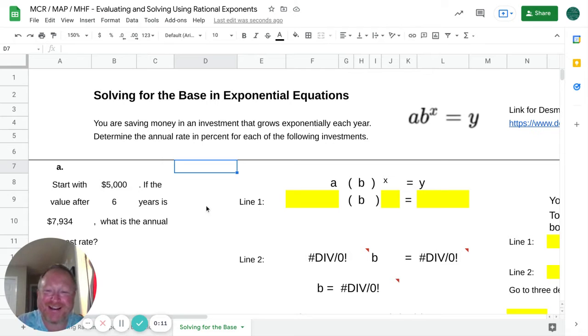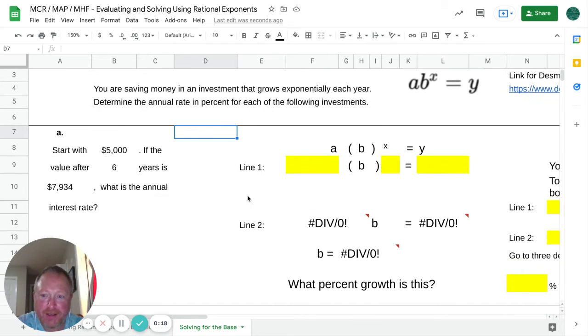Anyway, here's a screencast for solving for the base in an exponential equation with a fairly simple real life context. We're going to assume that you're saving some money. Say you started with $5,000, and you're saving it for 6 years.